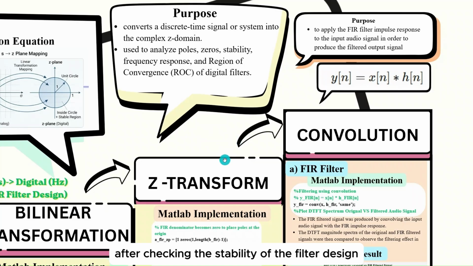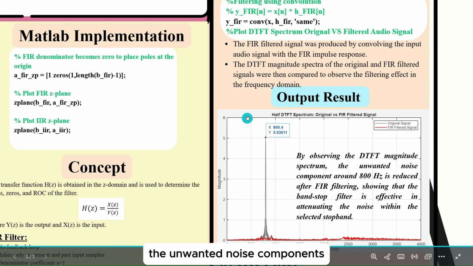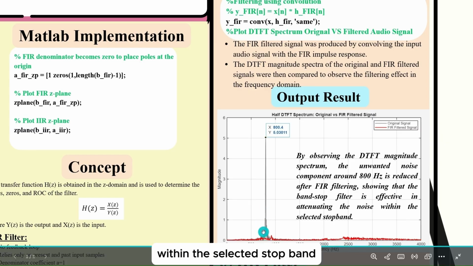After checking the stability of the filter design by using Z transform, we will then need to apply the filter design to the input audio signal in order to produce the filter output signal by using convolution. And this is the MATLAB implementation. The FIR filtered signal was produced by convolving the audio signal x with the FIR impulse response h. Then we plot the DTFT spectrum of the original signal versus the filtered audio signal to observe the filtering effect in the frequency domain. By observing this DTFT magnitude spectrum, the unwanted noise component around 800 Hz is reduced after FIR filtering, showing that the bandstop filter is effective in attenuating the noise within the selected stopband.